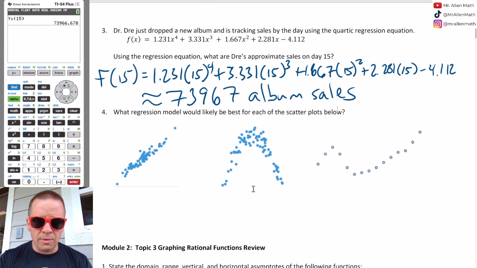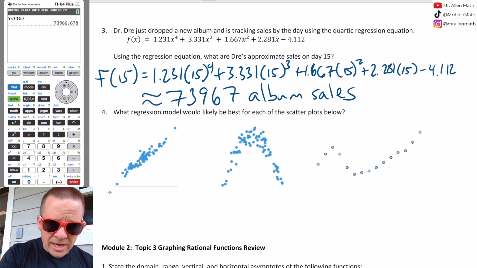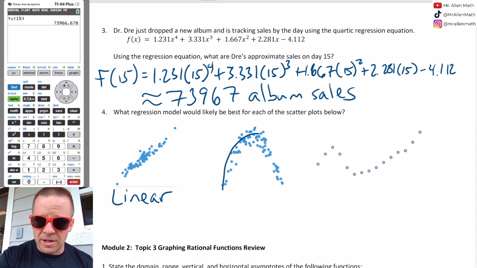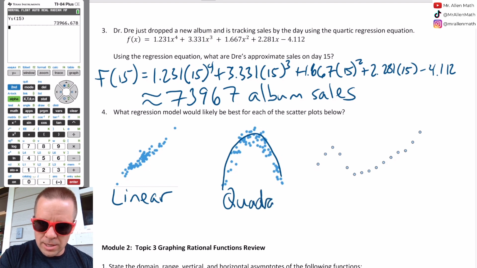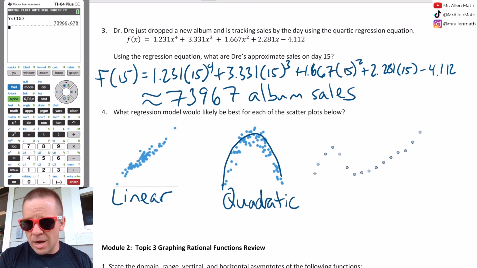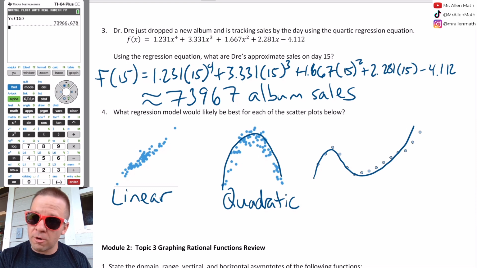All right, for this next one here, we have what regression model would likely be best for each of the scatter plots. So here, we're going to say linear, right? This would be like a positive linear model. This one here looks like it's following more of a quadratic path, so we'll say quadratic. And then this one here, it's kind of looking a little bit cubic for me here, right? So this guy's linear, then we got quadratic, and then perhaps cubic would be best here.